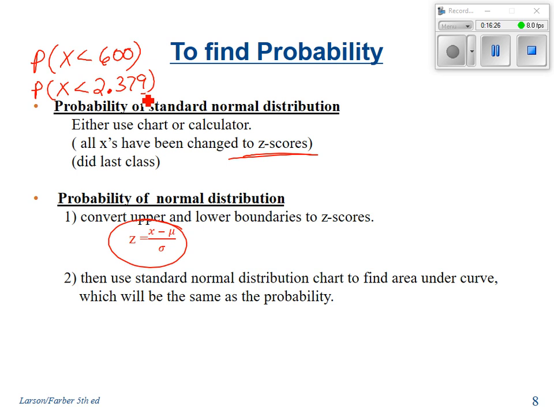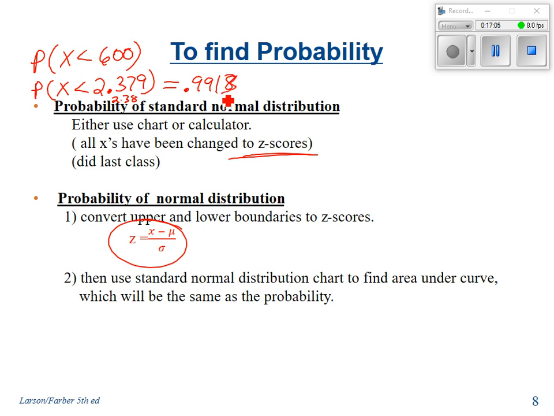Then what we do is we look on this chart, we go to 2.3 over here on the side, and that's going to round off to about 2.38, because our chart only goes up to 2 decimal places. So we go down to 2.3, go over to 8, and it comes out to be 0.9918, I think.